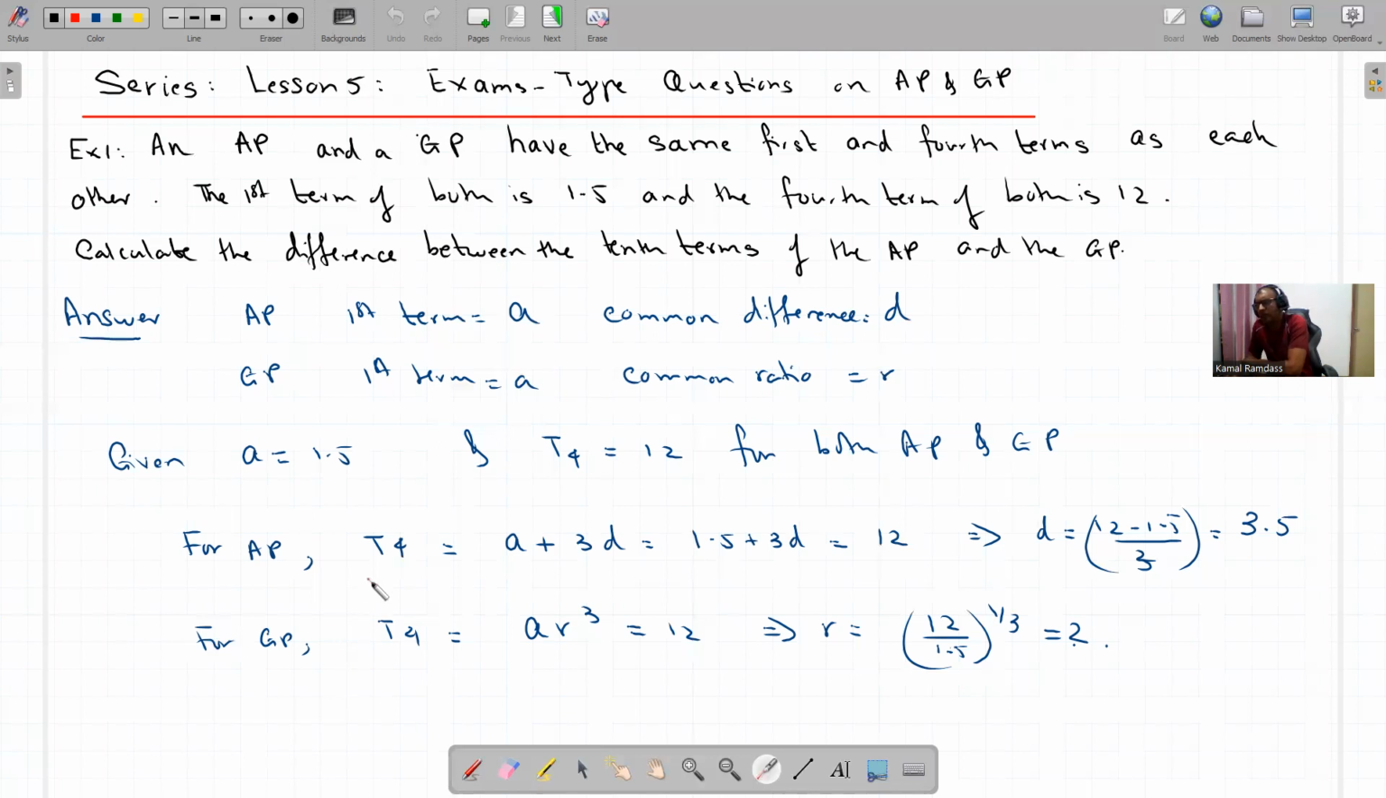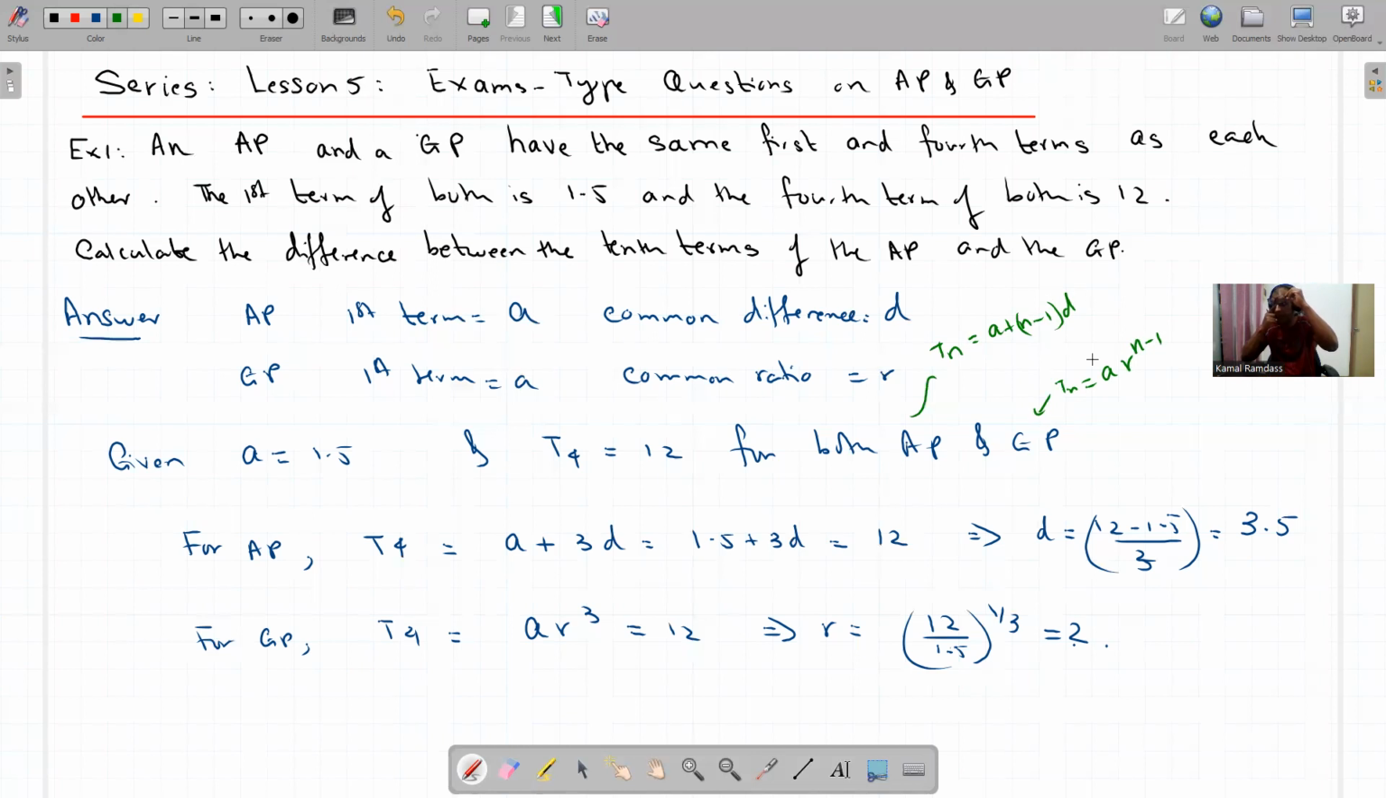Et là, on connaît pour the arithmetic progression, Tn, nth term is equal to A plus n minus 1 times D. Et ici, pour la geometric progression, Tn is equal to A R to the power of n minus 1.